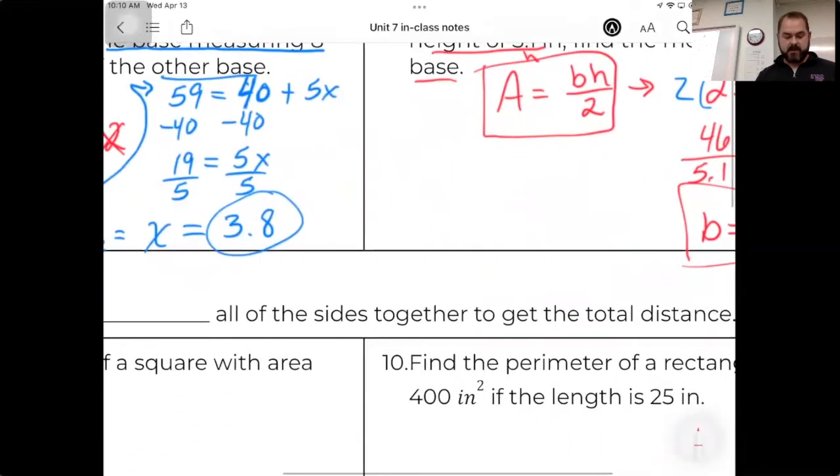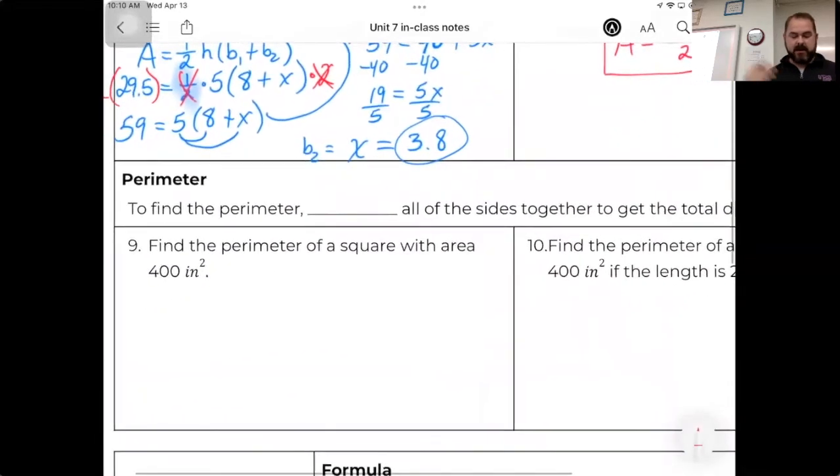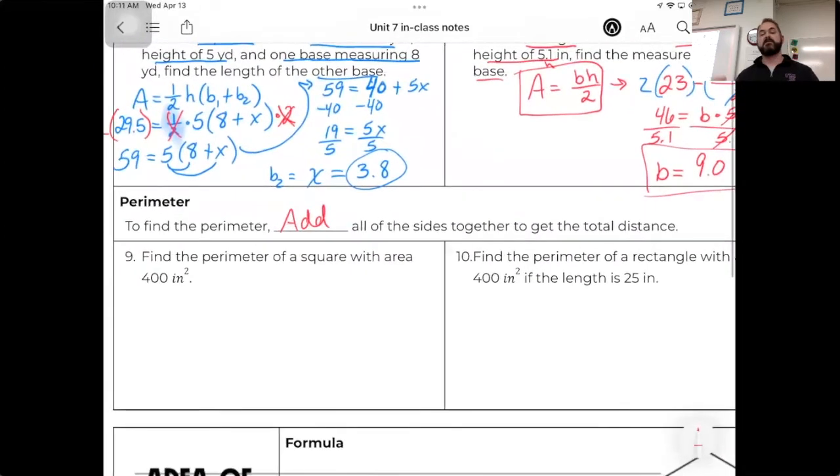Okay. All right, now we've talked about area now. One other measurement we want to include in this lesson is the measurement of perimeter. To find the perimeter of any shape, all you have to do is add all the sides together to get the total distance. The perimeter is the sum of all the sides of a figure. So we can use that in these calculations.